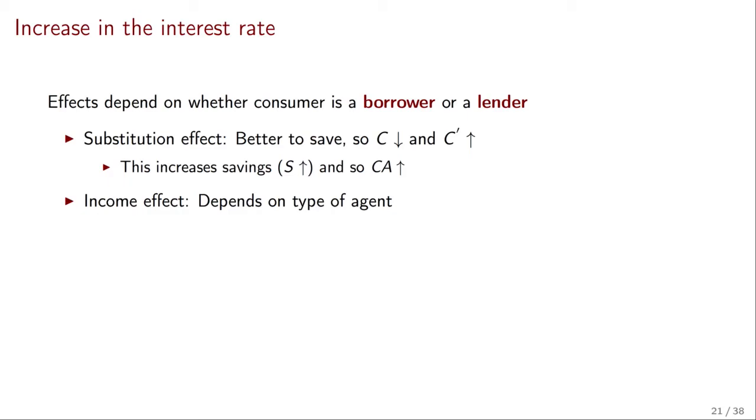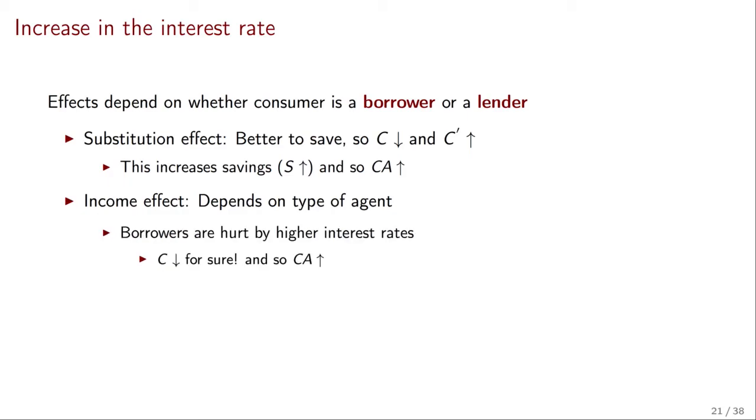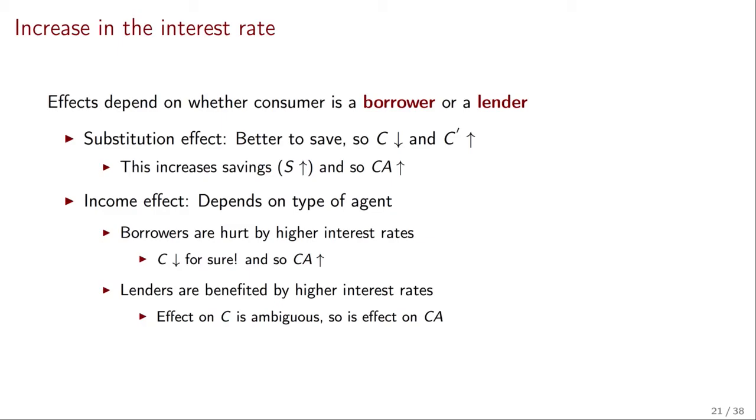But there is an income effect that depends on the type of agent we have. For borrowers, an increase in the interest rate is a bad thing. It reduces their income, makes borrowing more expensive, and so consumption is going to go down. Now, in this case, both the income and the substitution effect go in the same direction, and so we know that the current account is going to go up for sure, because there are more savings. But lenders are benefited by having higher interest rates, and because of that, the effect on consumption, and so the effect on the current account is going to be ambiguous. We can see these a bit better, basically the way that the income and the substitution effect are coming together, when we look at an example.